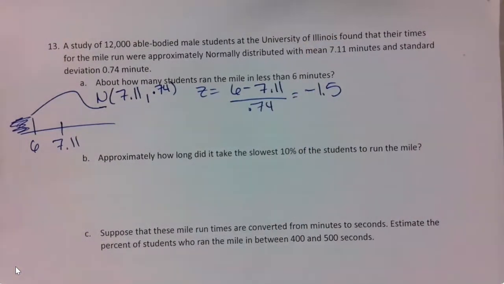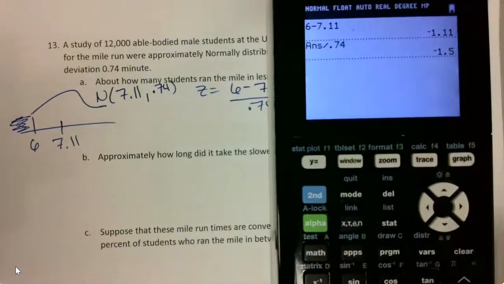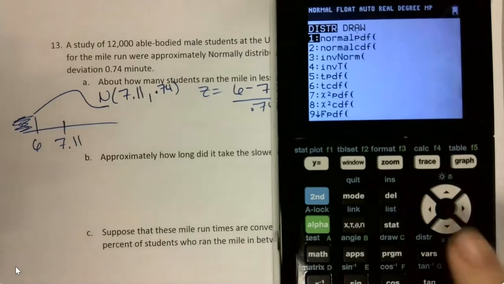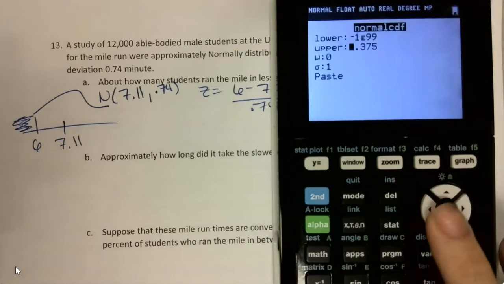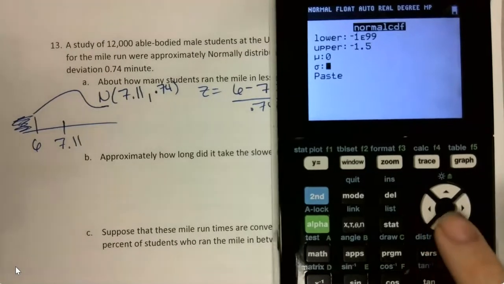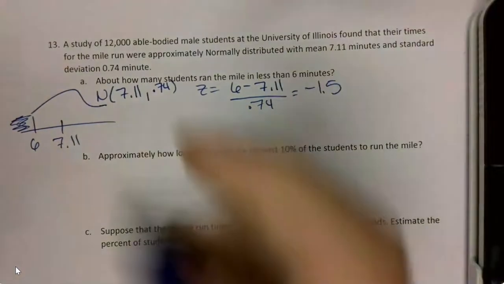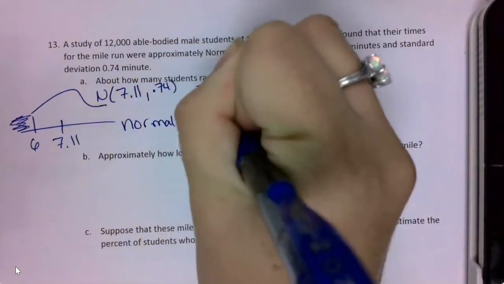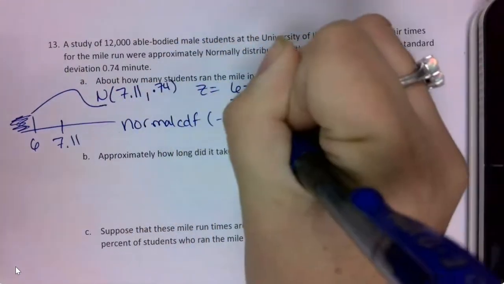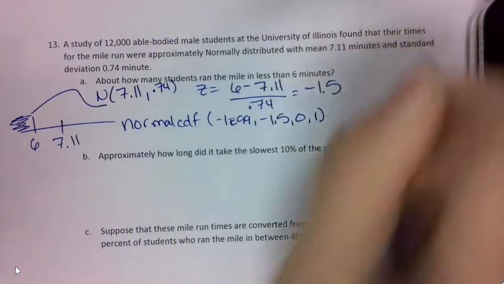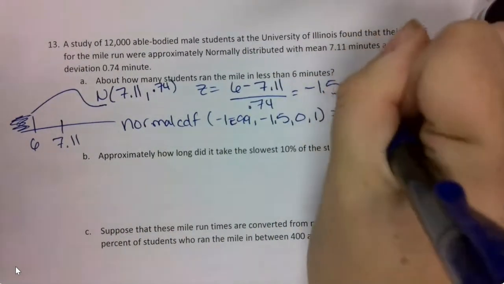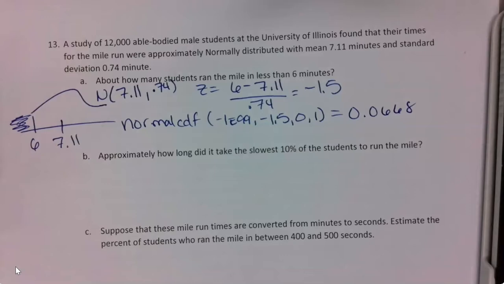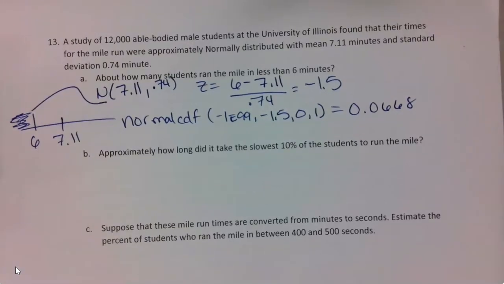Then I want to go ahead and type this into normal CDF. So I'm going to go to second vars. Normal CDF is choice 2. I want to change my upper to negative 1.5. And then go down to paste. Again, because it's a free response, I want to actually write this out. Which gives me 0.0668, which means about 6.68% of students ran the mile in less than 6 minutes.